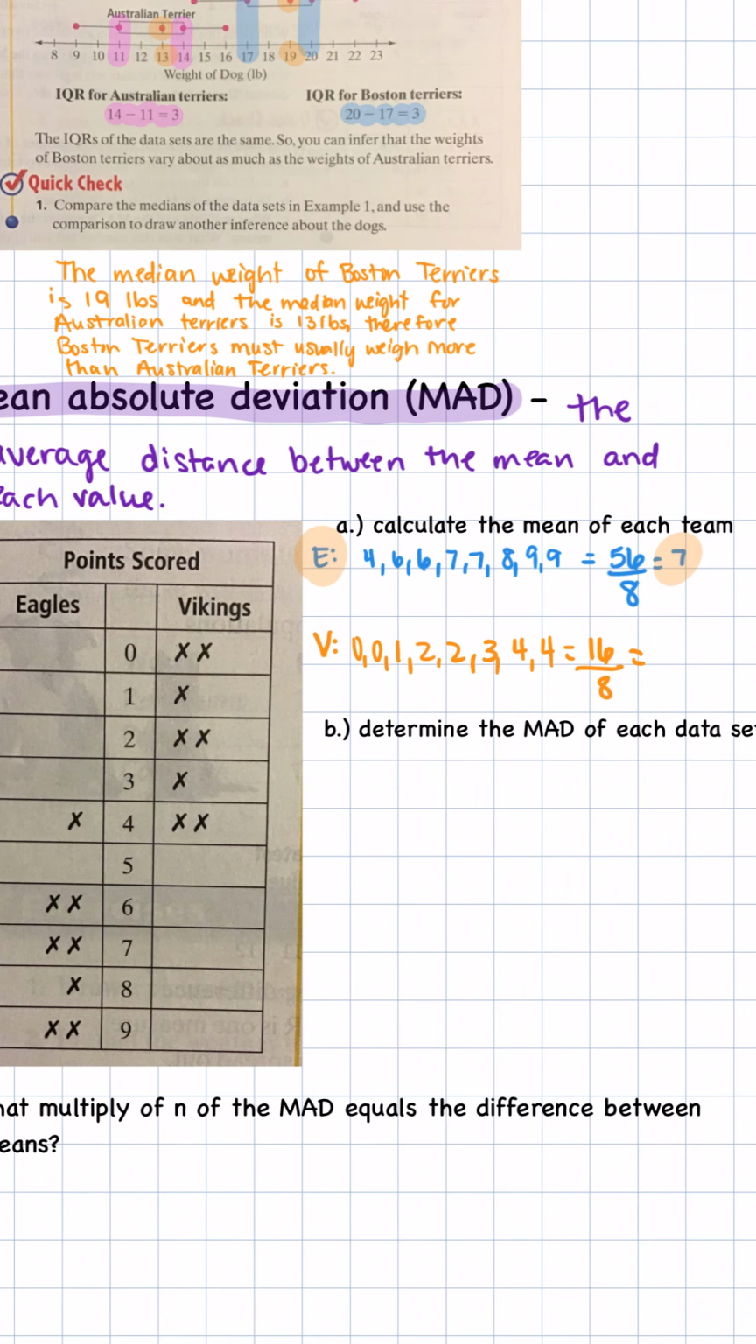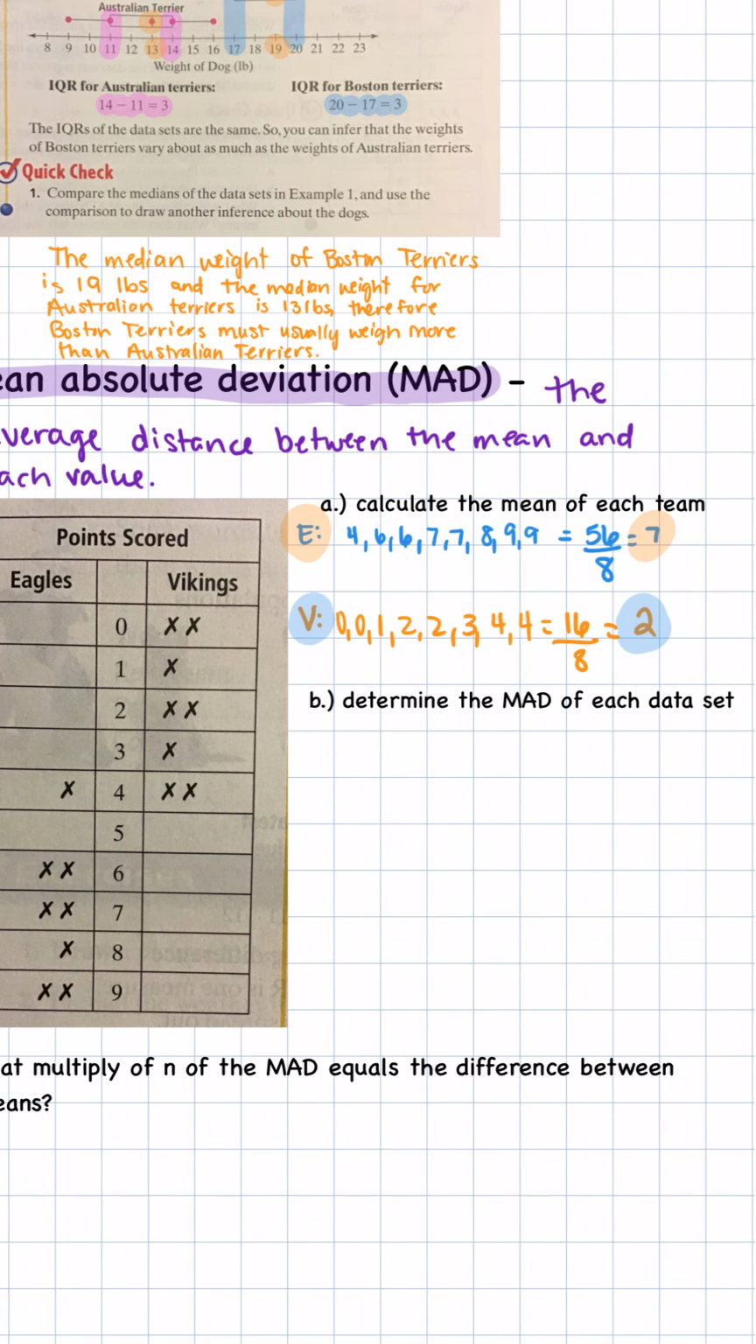Divide by 8 equals 2. So the mean for the Vikings is 2. So now it says determine the MAD of each data set.